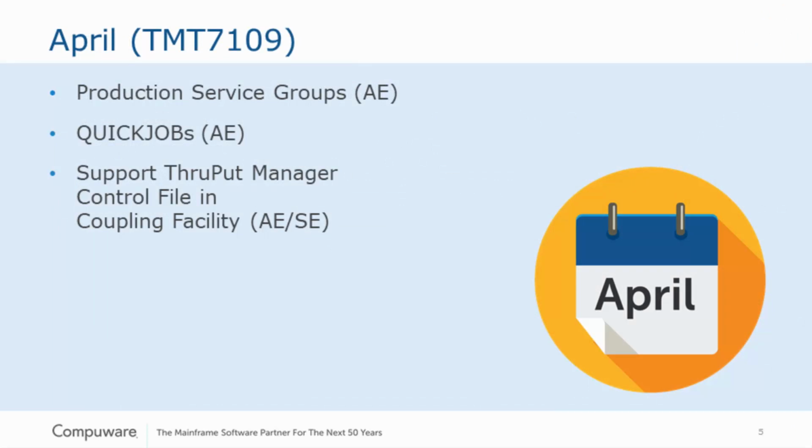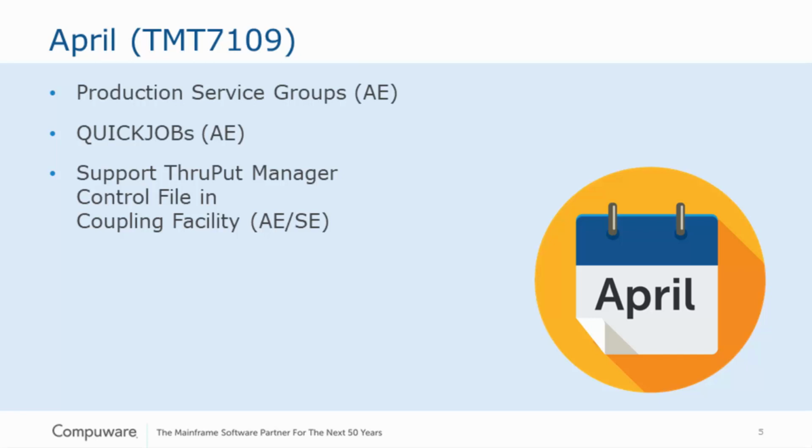As you may or may not know, Compuware comes out with new releases and updates every quarter. And we quickly got ThruPut Manager on the quarterly release bandwagon back in April. In April, we came out with TMT 7109, and that added production services groups.